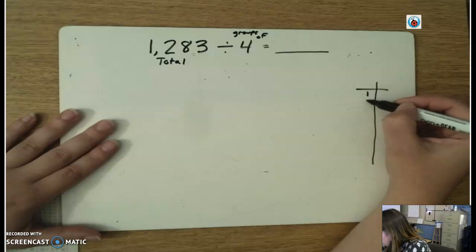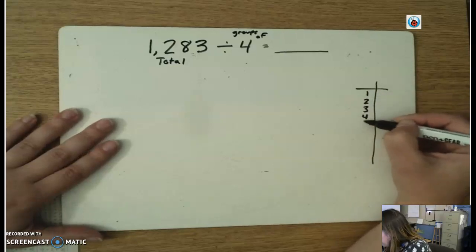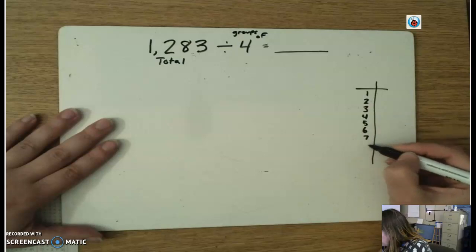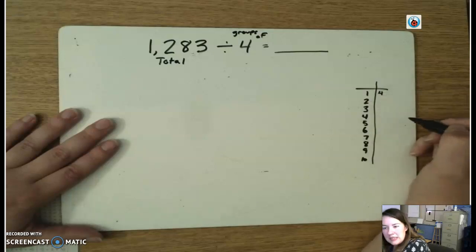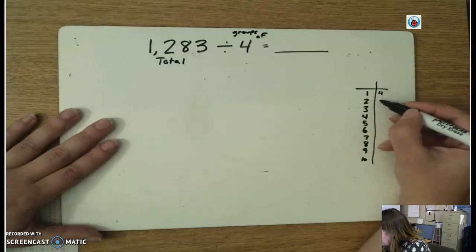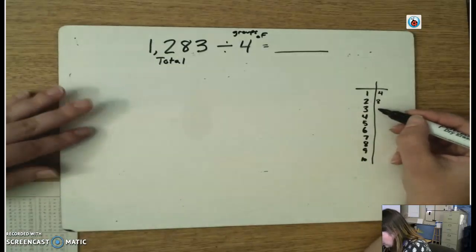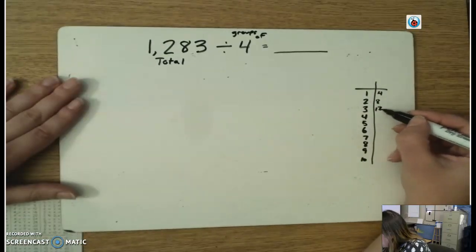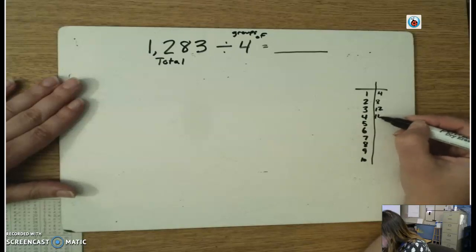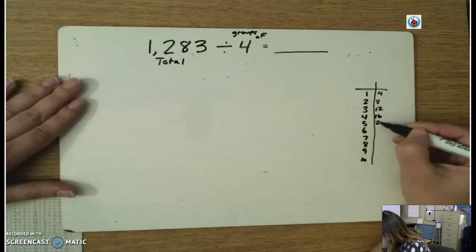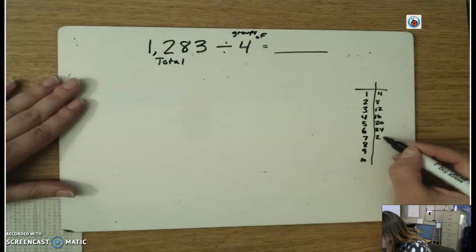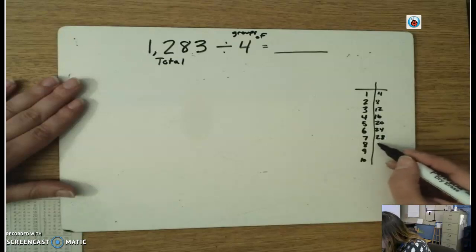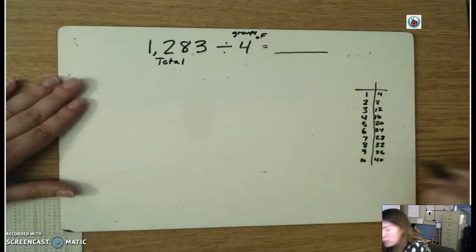So we're going to use this strategy to help us out, and it's going to be much quicker. Before I even begin, I'm going to list my multiples of 4, or my groups of 4. If I had one group of 4, that would be 4 pieces. 2 groups of 4, that would be 8. How about 3 groups of 4? That would be 12 pieces. 4 groups of 4, 16. 5 groups of 4, 20. 6 groups of 4, 24. 7 groups of 4, 28. 8 groups of 4, 32. 9 groups of 4, 36, and 10 groups of 4 would be 40.